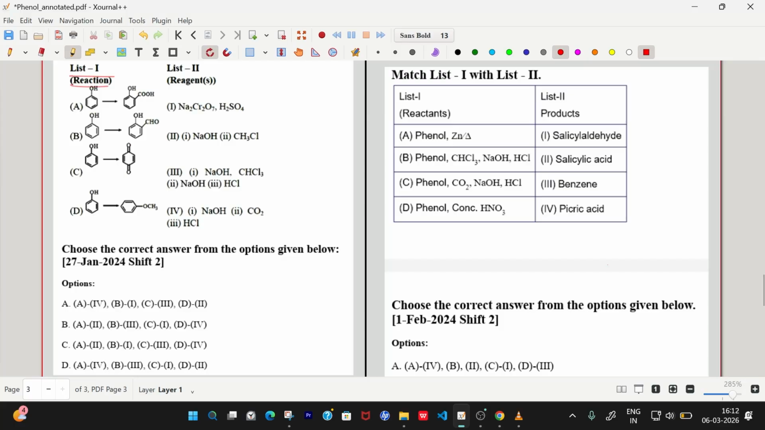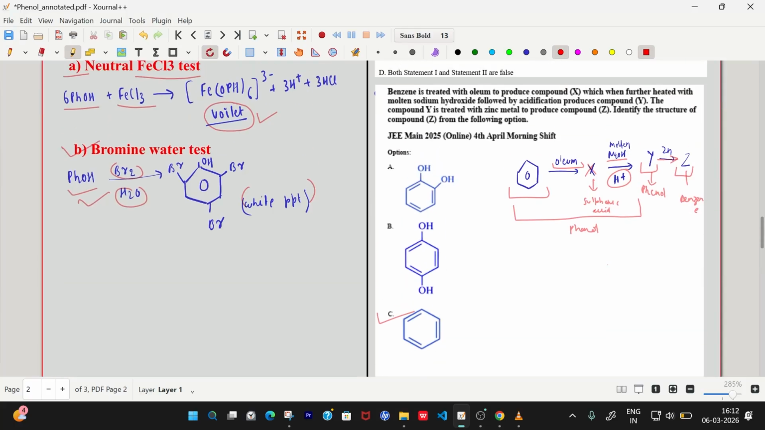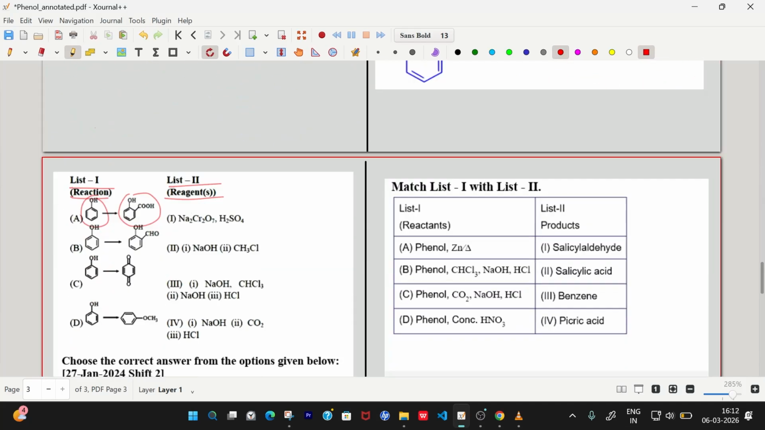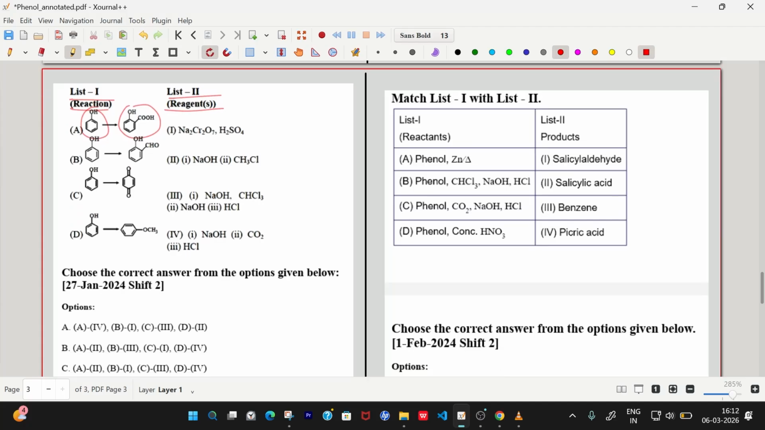In list 1 we have reactions and in list 2 we have reagents. And this is phenol converted into salicylic acid, and this is the Kolbe reaction as we have discussed here, in the presence of NaOH, CO2 and acidic medium, phenol is converting into salicylic acid. So this will be NaOH, CO2 and HCl.